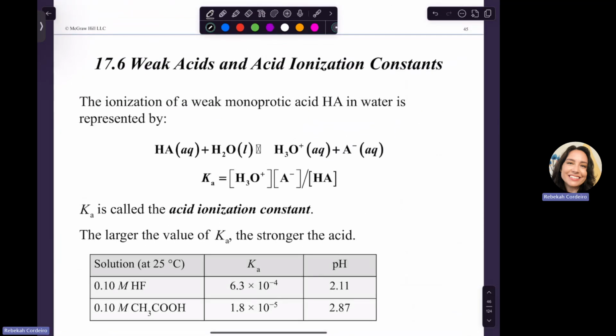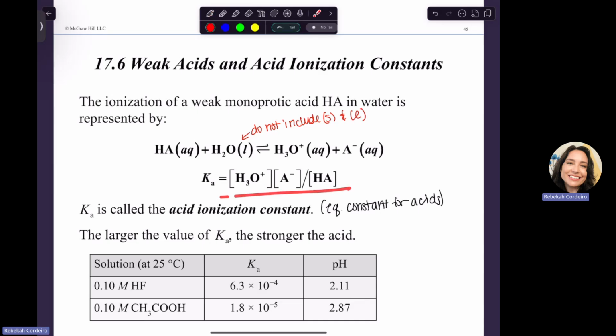Okay, so our main topic of what this video is going to be and what we're going to do in practice in class is weak acids and acid ionization constant. So acid ionization constant is a big phrase for equilibrium constant for acids. Okay, so it's the equilibrium constant for acids. So you notice in this generic equation, the equilibrium constant is products over reactants, but we don't include the water. We don't include solids and liquids. So you notice that the water is not in the equilibrium expression.